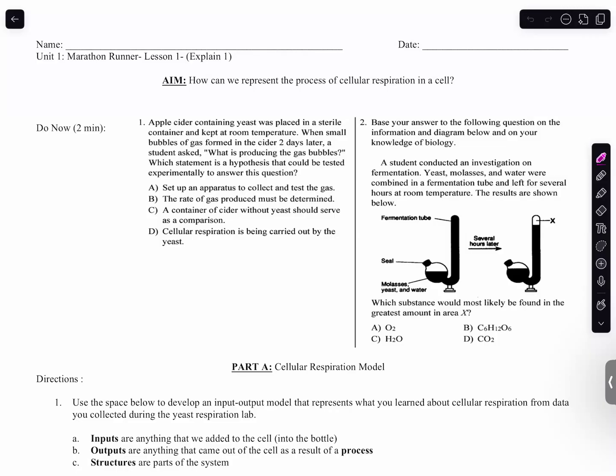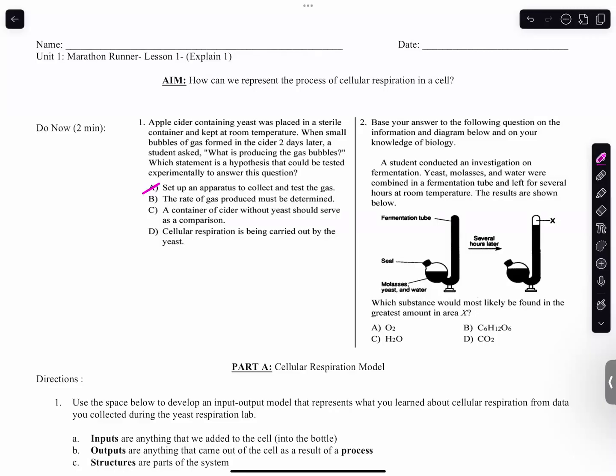Now, normally our hypothesis is in an if-then or maybe if-then-because format, but it doesn't always have to be that way. Your hypothesis just has to be a testable statement. So out of these 4 answers, I'm going to look for which one is a testable statement. I'm going to get rid of anything that is not a testable statement. So if I look at letter A, it says set up an apparatus to collect and test the gas. That's more of an experimental setup as opposed to a hypothesis, right? So that's something that I'm going to do after my hypothesis is made. So I can actually cross out letter A.